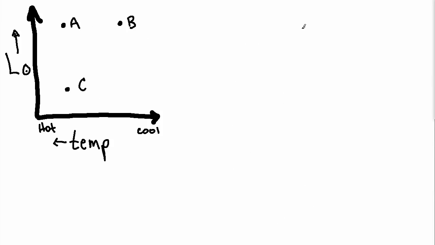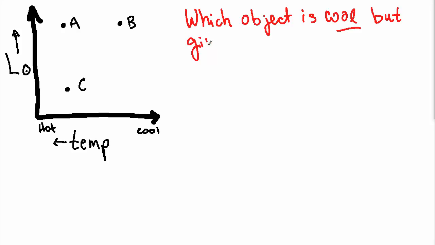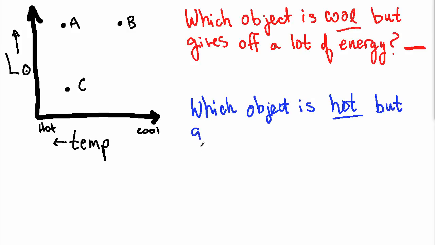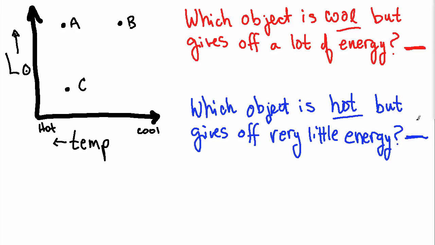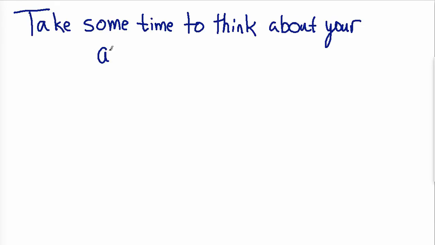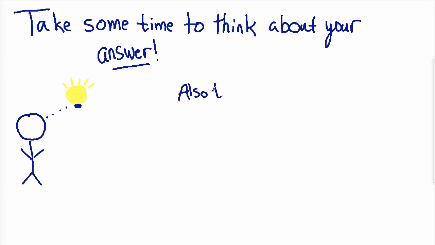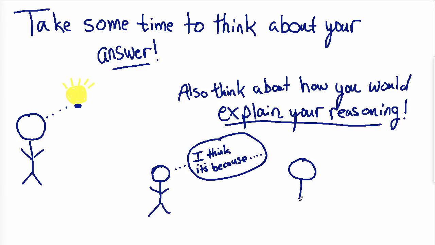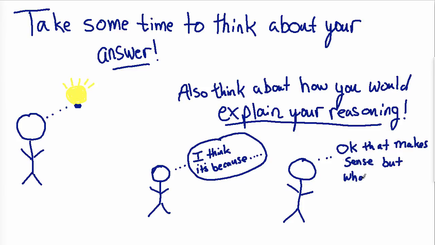So now I'd like us to consider these same 3 objects A, B, and C, and I want you to think about your answer to these 2 questions. Which object is cool but gives off a lot of energy? And which object is hot but gives off very little energy? I want you to think about your answer, and then also think about how you would explain your answer to somebody else in the class in terms of the ideas of luminosity and temperature and where these locations are on the graph for A, B, and C. And we'll check back in just a second.